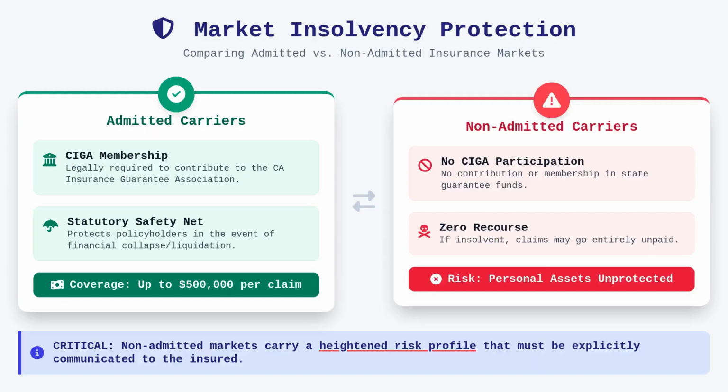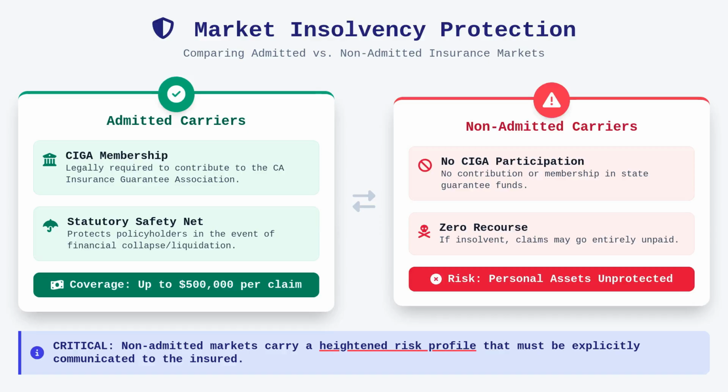The most critical practical difference between these two markets lies in the presence or absence of state-backed financial insolvency protection. Admitted carriers are legally required to participate in and financially contribute to the California Insurance Guarantee Association, which is universally abbreviated as CIGA. In the event that an admitted insurance company suffers financial collapse and enters liquidation, CIGA steps in as a statutory safety net to pay outstanding covered claims, generally up to a limit of $500,000 per claim.